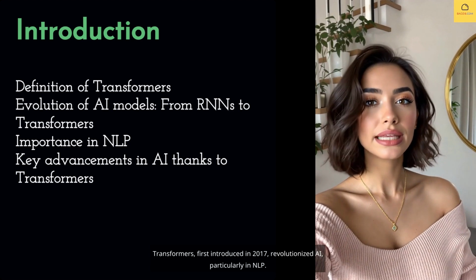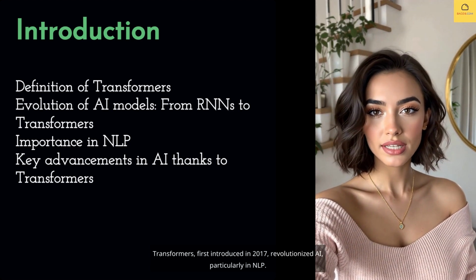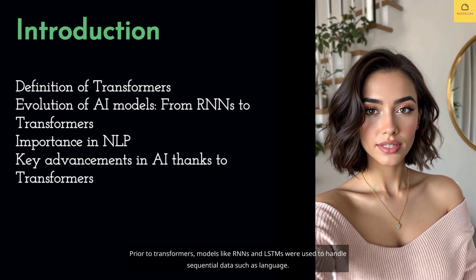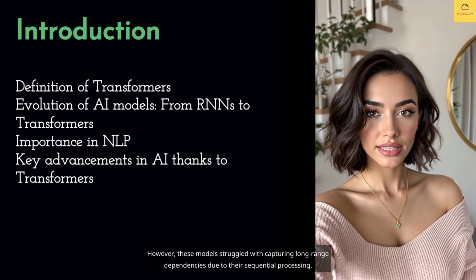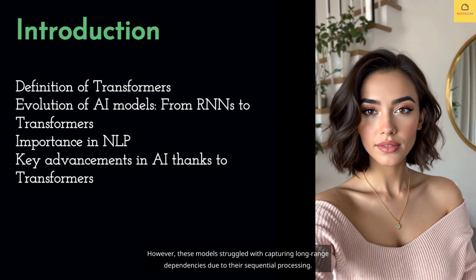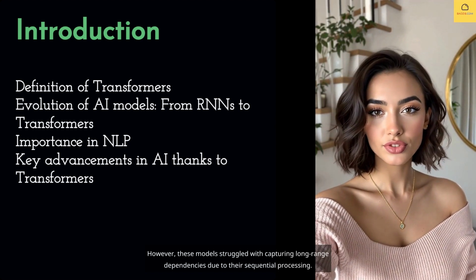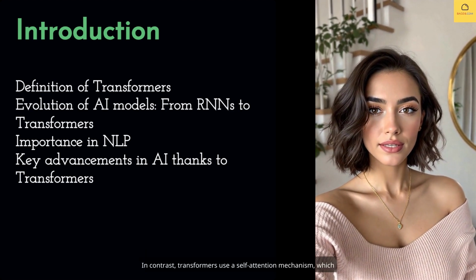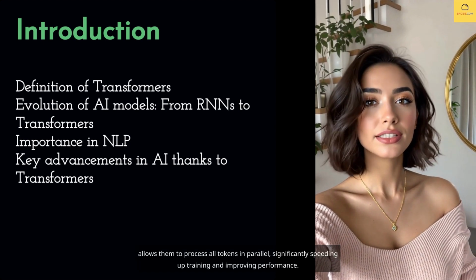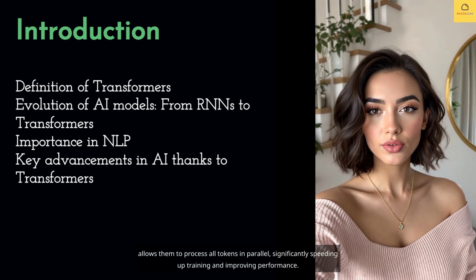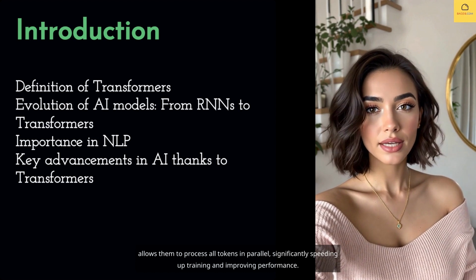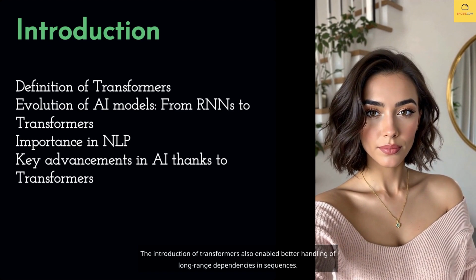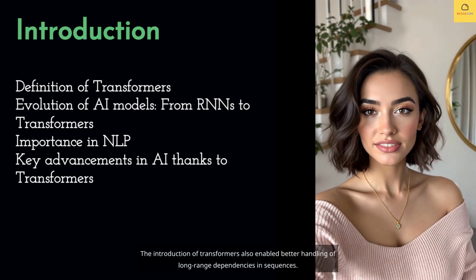Transformers, first introduced in 2017, revolutionized AI, particularly in NLP. Prior to transformers, models like RNNs and LSTMs were used to handle sequential data such as language. However, these models struggled with capturing long-range dependencies due to their sequential processing. In contrast, transformers use a self-attention mechanism, which allows them to process all tokens in parallel, significantly speeding up training and improving performance. The introduction of transformers also enabled better handling of long-range dependencies in sequences.